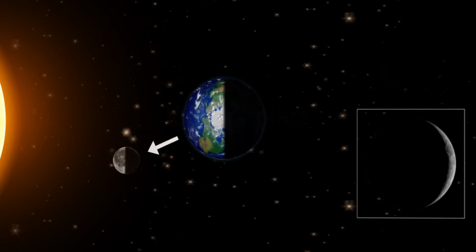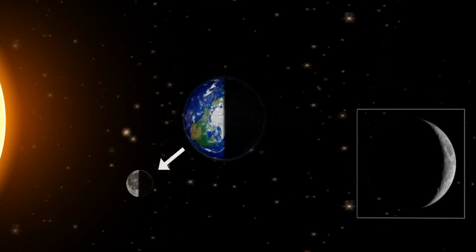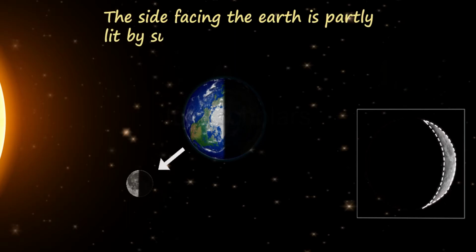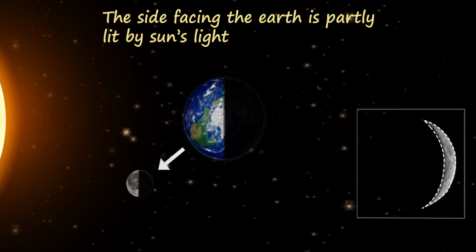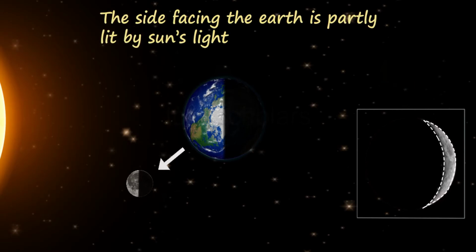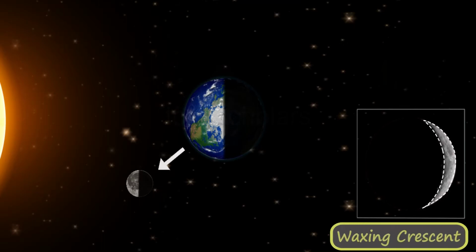Then a few days later, the moon comes to a new position. Here, the side facing the Earth is partly lit by the sun's light. Still, the substantially lit part of the moon is on the other side. Hence, we see a crescent-shaped moon. We call it a waxing crescent because the moon's size as seen from the Earth is increasing day by day.